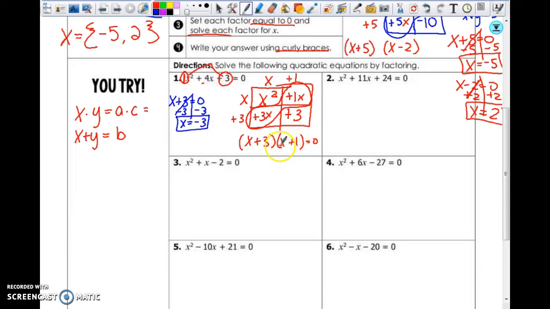The next one is x plus 1 equals, set that one equal to 0. How do you get rid of a plus 1? -1. So x is equal to 0 minus 1, which is -1. So your solution here for this one, write it off to the side. Number 1, your solution, your x is equal to -1, -3.